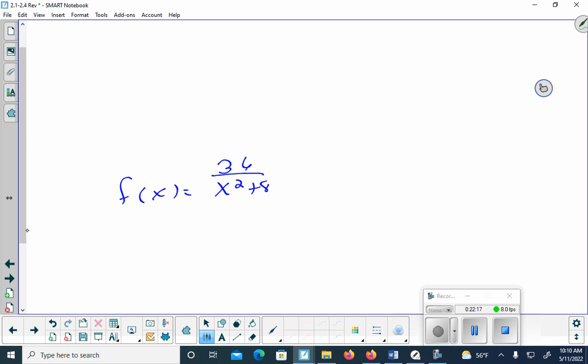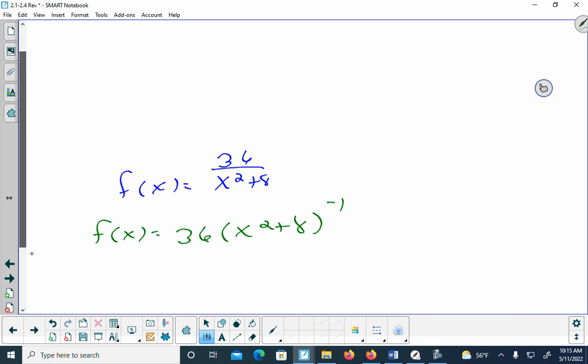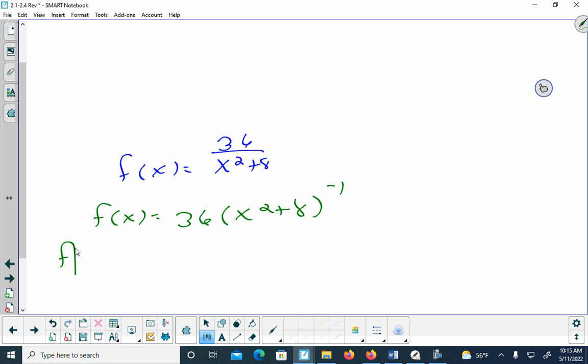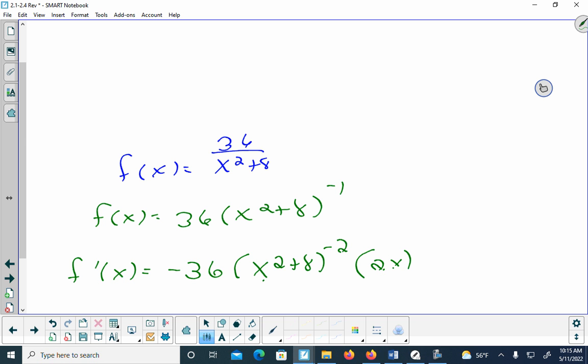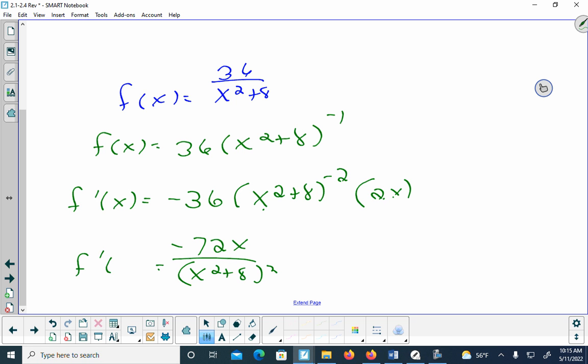All right. So I rewrote this to the -1, yes? And then now I'm going to use the chain rule. Notice the notation. When I first did that, I just rewrote it so the f of x stays the same. Now I'm taking the derivative, multiply by -1, so this becomes a -36. X squared plus 8 stays the same. Reduce this power by 1, so this is now -2. Take the derivative of what's inside here, which will be 2x. So I take the 2x times the -36 and get -72x, and then this x squared plus 8 goes in the denominator. Much, much, much easier than using the quotient rule.